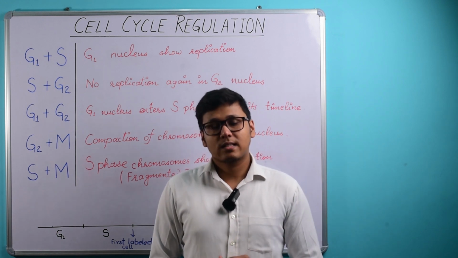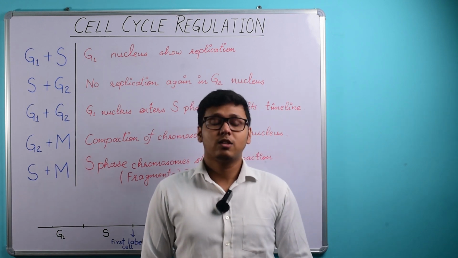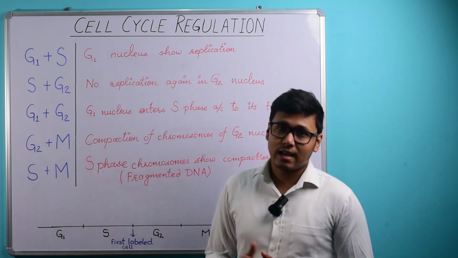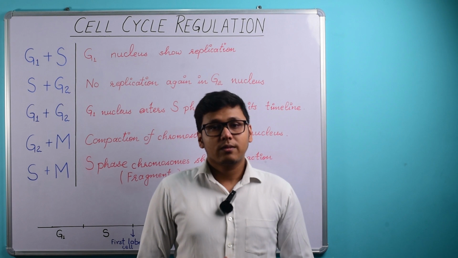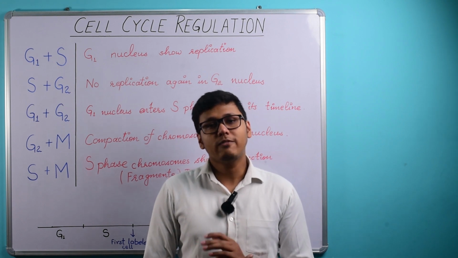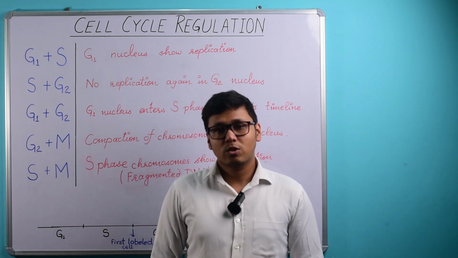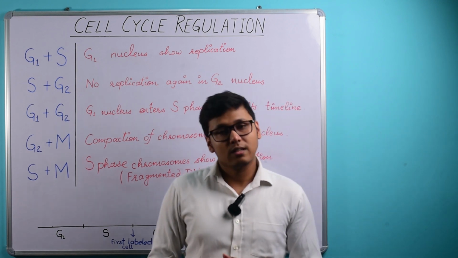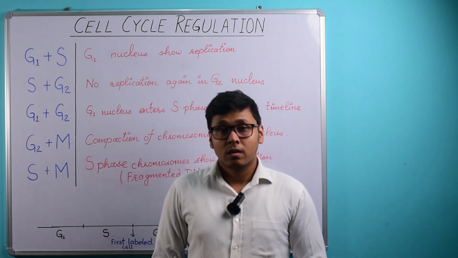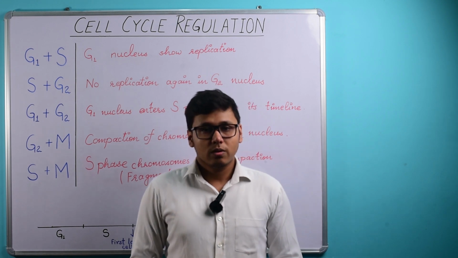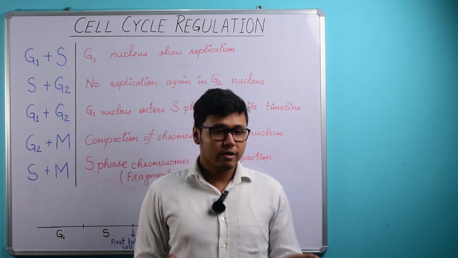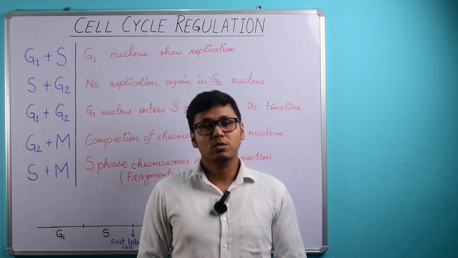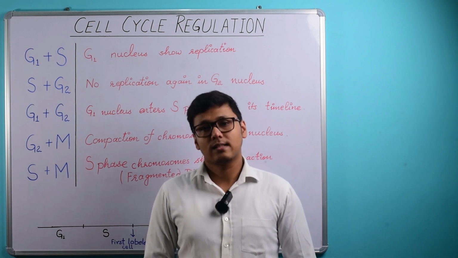So what factors keep the cell checked in the G1 phase, and what factors force it to move forward into the cell cycle? This can be understood with a very simple cell fusion experiment. This was done in 1970, and let's have a look at what was done in the cell fusion experiment. So we tried to fuse two cells in different phases of the cell cycle and see the result on the chromosomes of these two cells.